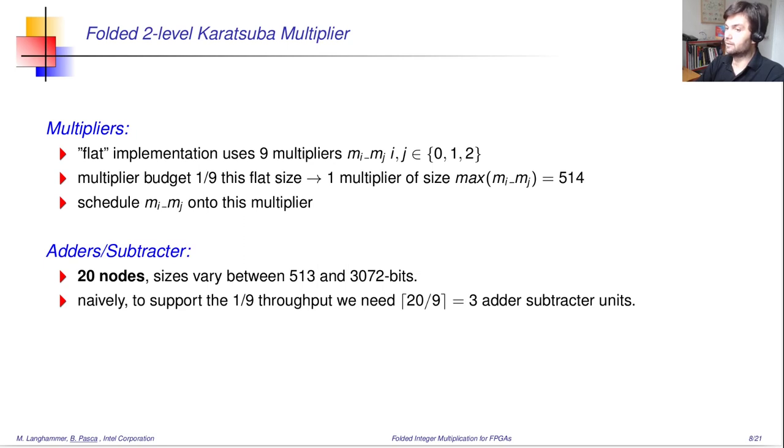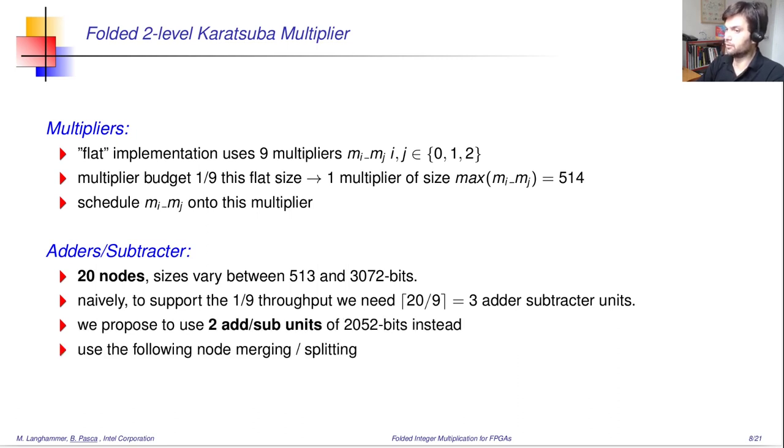In terms of adders and subtractors, the two-level Karatsuba decomposition requires 20 such nodes, with sizes varying between 513 and 3072 bits. Since our goal is to be able to issue a new multiplication every 9 cycles, we need sufficient physical units to be able to execute the 20 nodes in 9 cycles. Naively, this would correspond to 3 units. However, in this work, we propose using only 2 such units. For the 2048-bit multiplier, these adder-subtractor units will operate on 2052 bits.